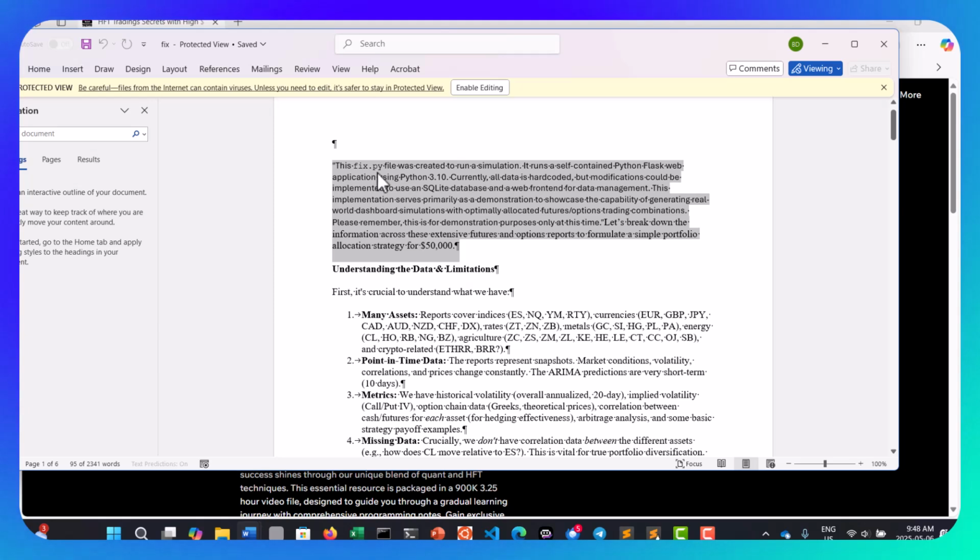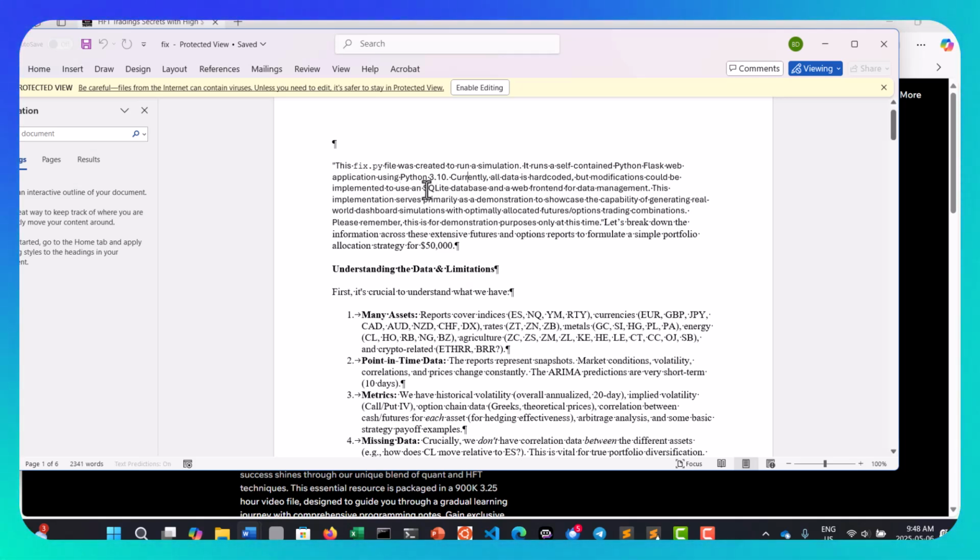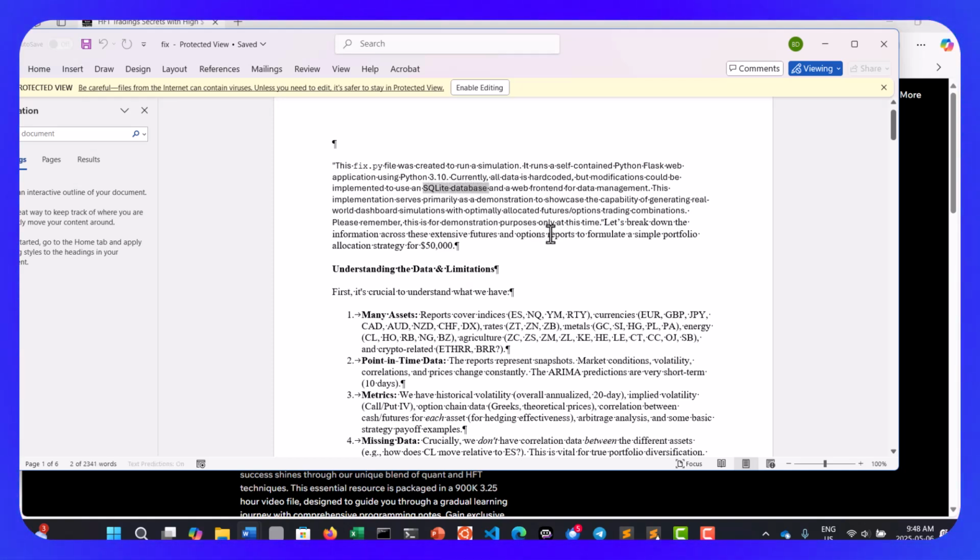It's a massive Python file, but it does have all the data hard coded. I could probably modify it, and you can modify it to just take in generic parameters, something like a SQL-like database for data management and parameters on the input. It's primarily a demonstration to showcase the capability of generating real-world dashboard simulations with optimally allocated futures and options trading combinations. That's pretty powerful, what I've just shown you.